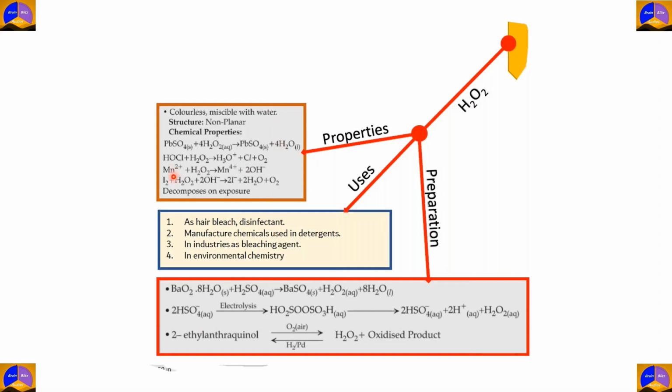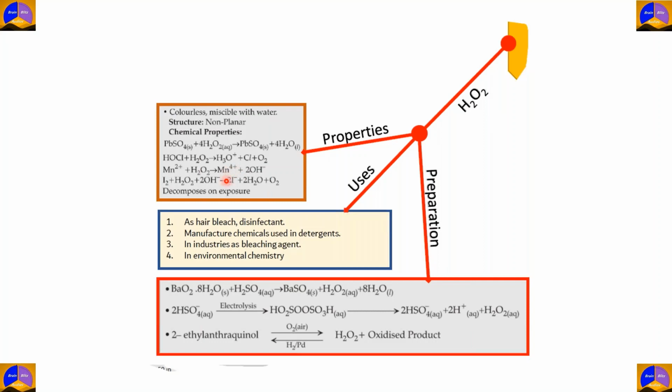Now the third reaction, which uses manganese ions to give you OH minus ions, is the oxidation capability of H2O2 in a basic medium. And the last reaction here, which is I2 plus H2O2, iodine and hydrogen peroxide, along with hydroxide ions, giving iodide ions and water, and oxygen, is the reducing capability of H2O2 in a basic medium.